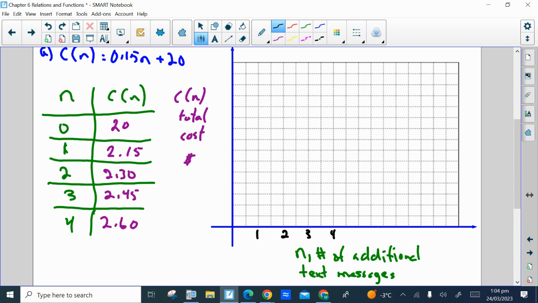So here's something that we can do. We can make a break in this axis. So that's what that squiggle does. It tells us that we're skipping the first part of the y-axis here because we don't need all these values. And this allows us to start then at whatever number we want and go up by whatever we want. So I can skip a point and then say the next one is $20.15. I can skip a line and say the next one is $20.30, and then $20.45, and then $20.60.